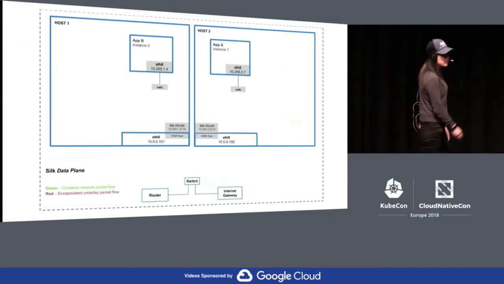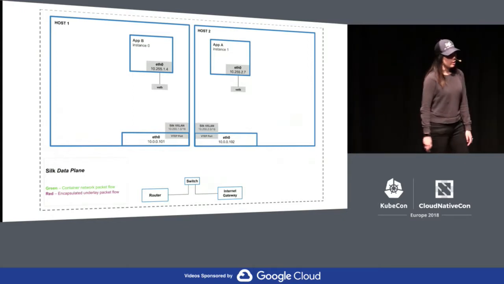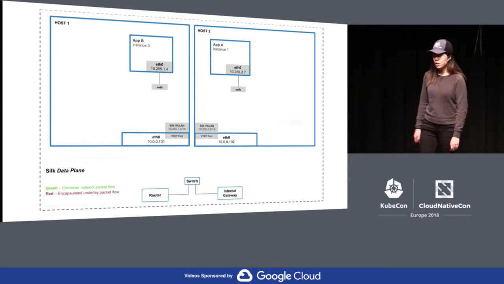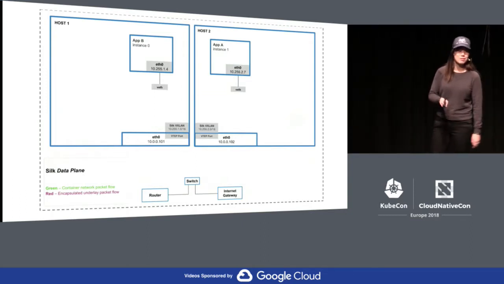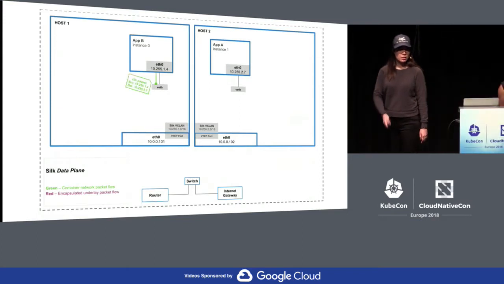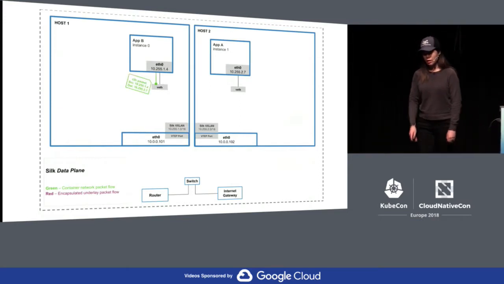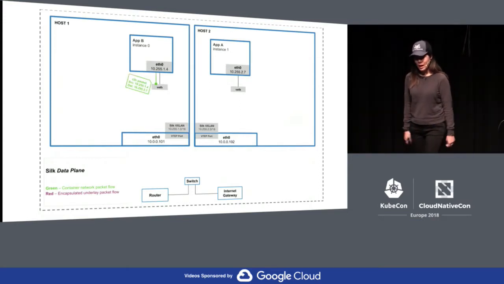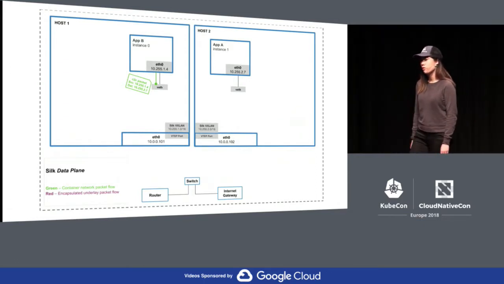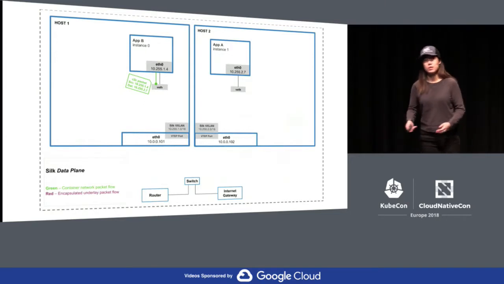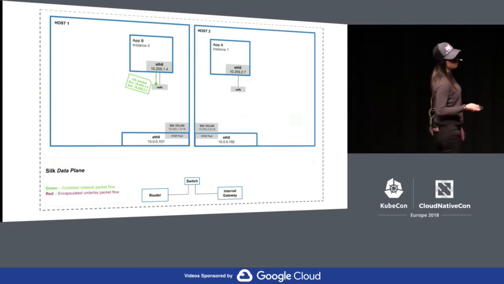How does this look? Let's consider the use case of having two applications on two different hosts. And for the sake of switching things up, let's say app B actually wants to talk to app A this time instead of the other way around. In this case, we see that we initially send out this container to container packet with the source and destination IPs being the source and destination container IPs.